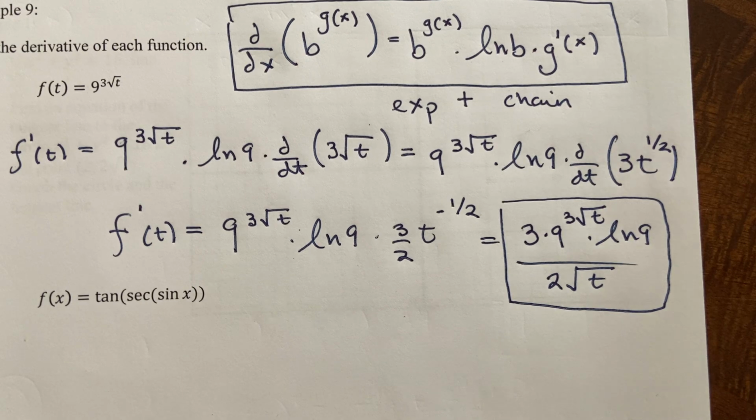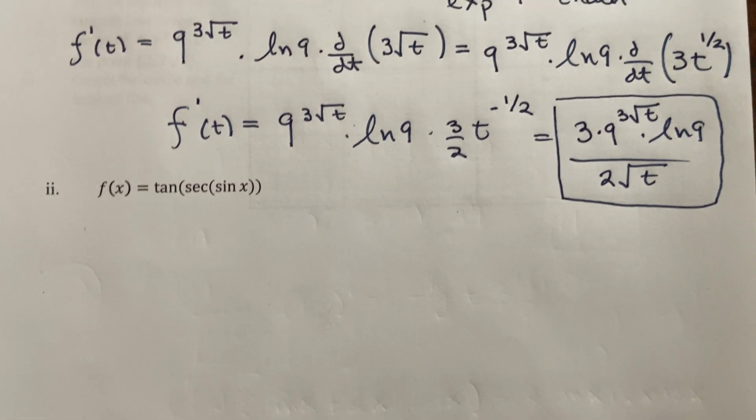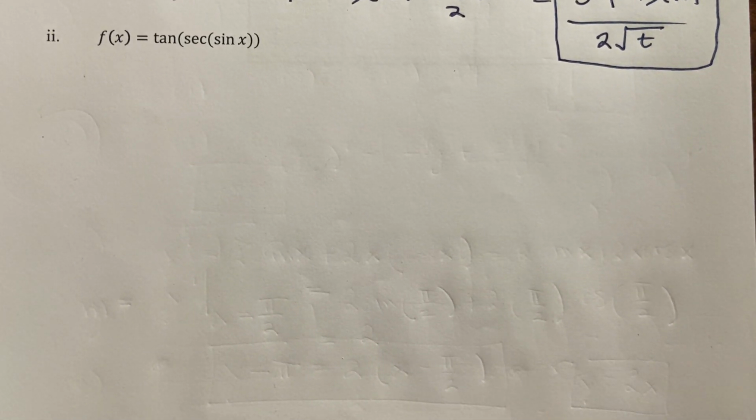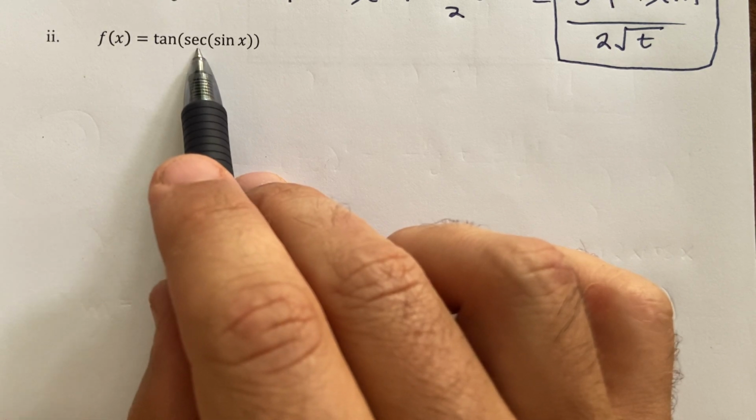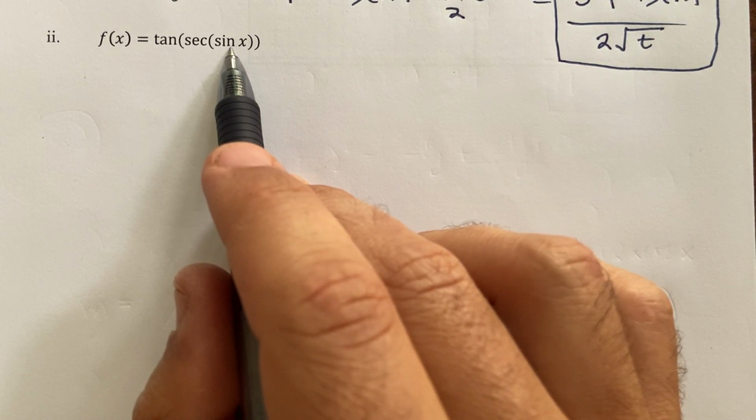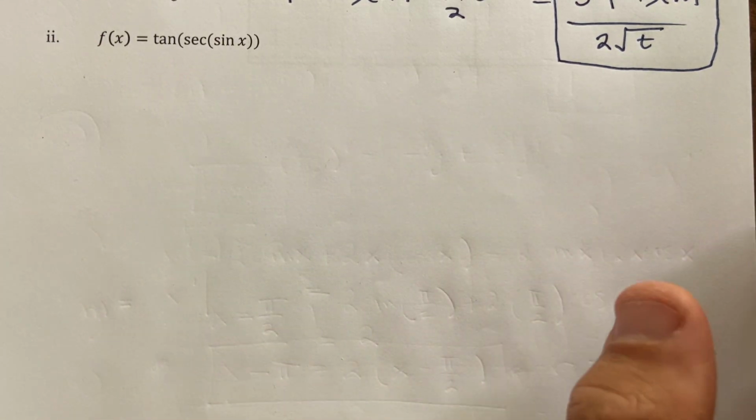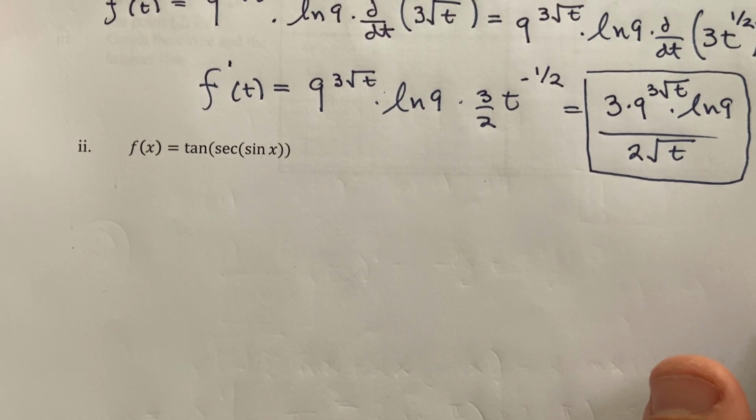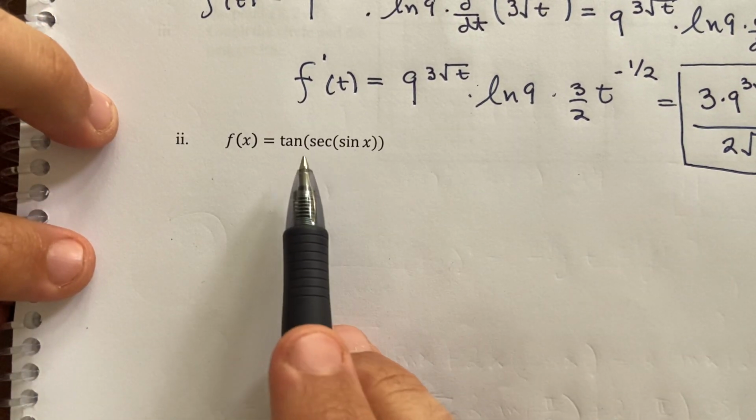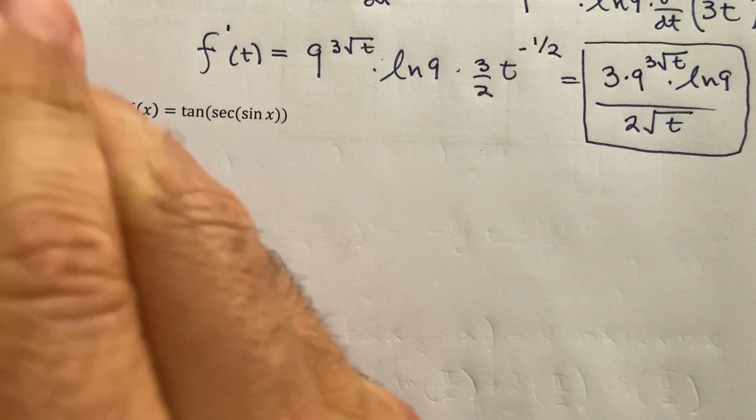Okay, on to part 2. This one is a little more complicated, right? You have tangent of secant, but then inside of secant you have a sine. So you have a composite within a composite, in other words. So to do this one, we're going to have to really emphasize the chain rule a lot.